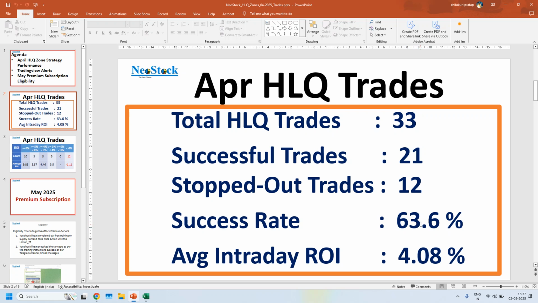But from the HLQ zone's point of view, it is very poor statistics. There is no doubt in that. It is very poor compared to our HLQ zone standards. But it happens once in a while, and that happened during this month. We have to accept that reality. But even then, it put us into profits. The only thing is how we are managing our trades.